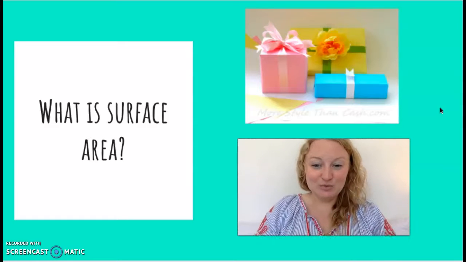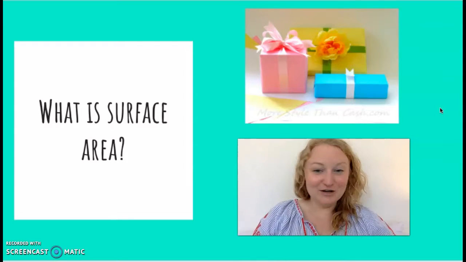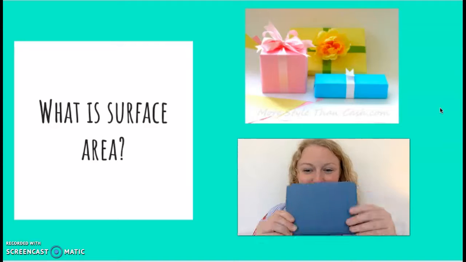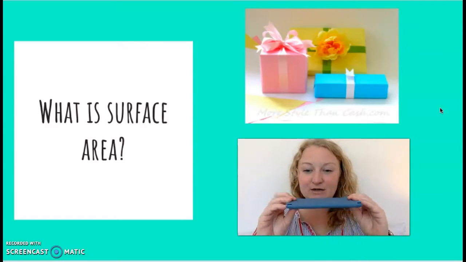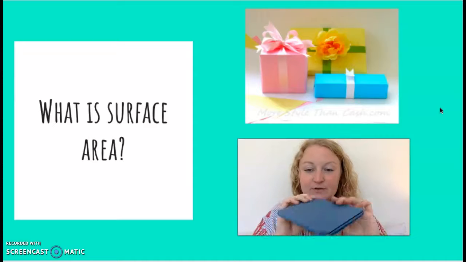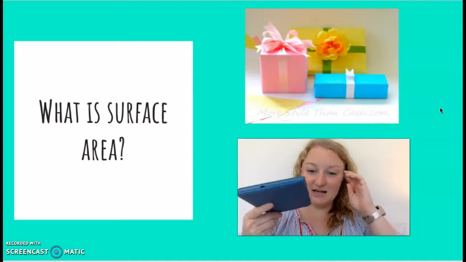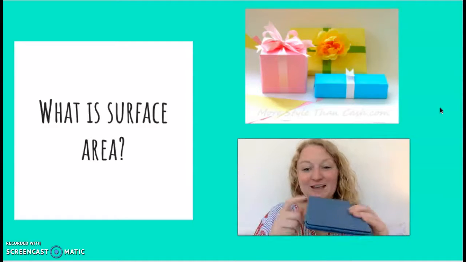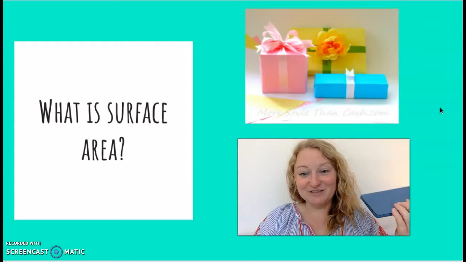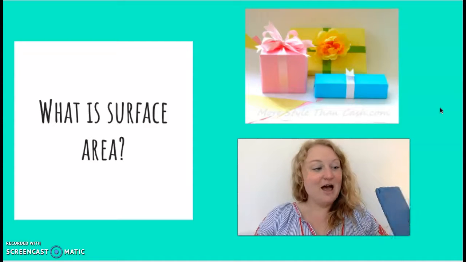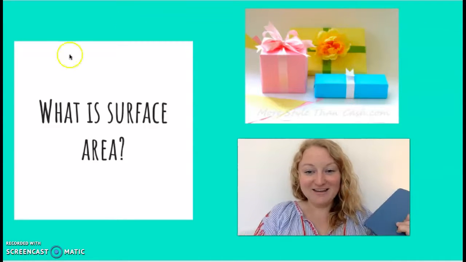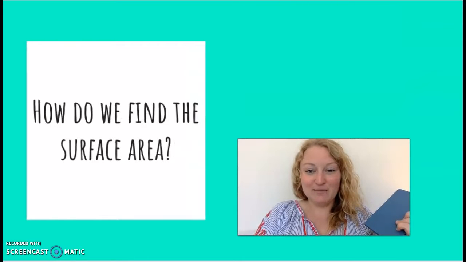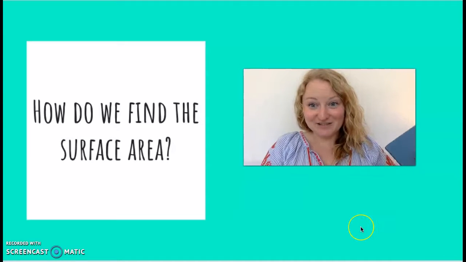I'm going to grab, let's see what I have near. My Kindle is next to me. So my Kindle is an example of a rectangular prism. So there are all the sides of my 3D Kindle. When they're making the case for this, they actually have to think of surface area. How much space is going to be covered by the case? And on the next slide, we're going to talk about how we find surface area.